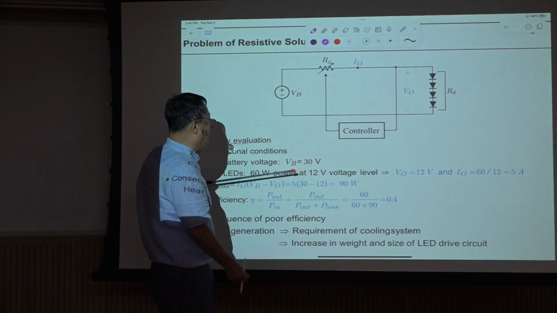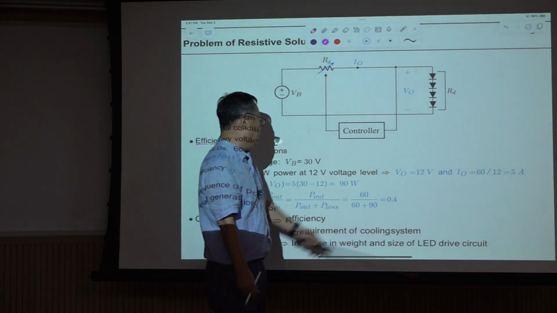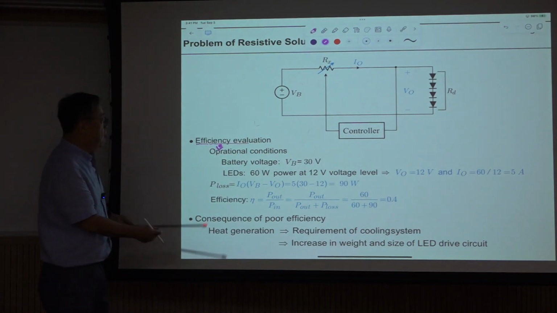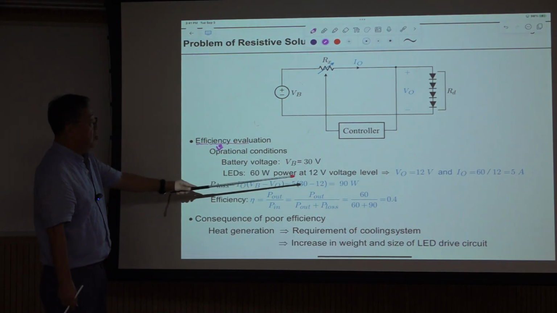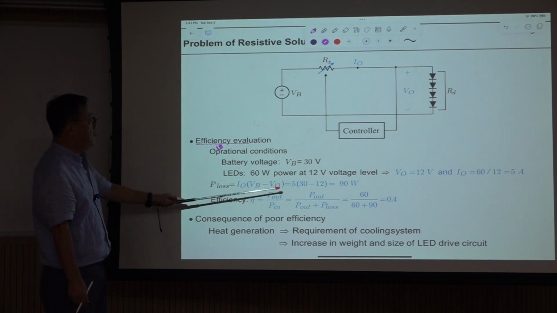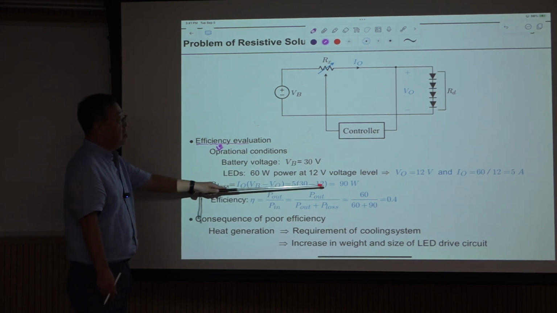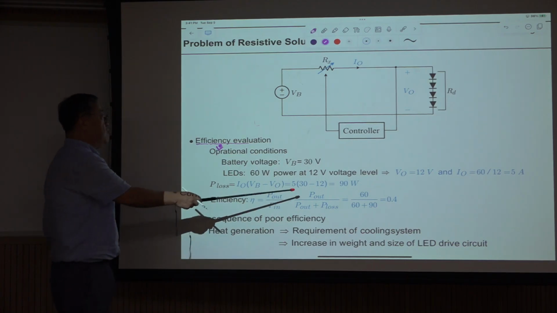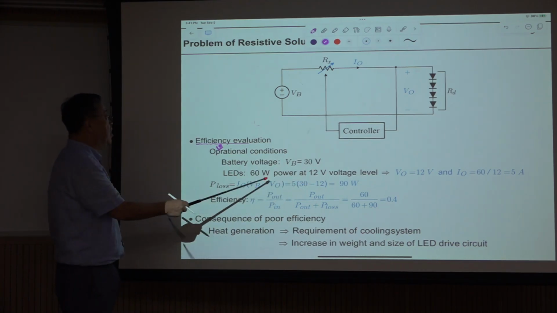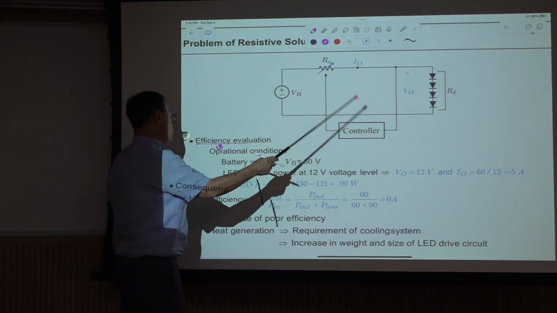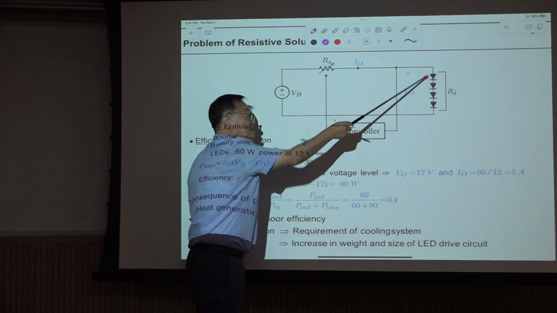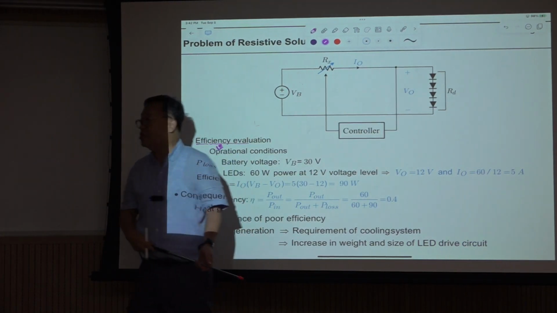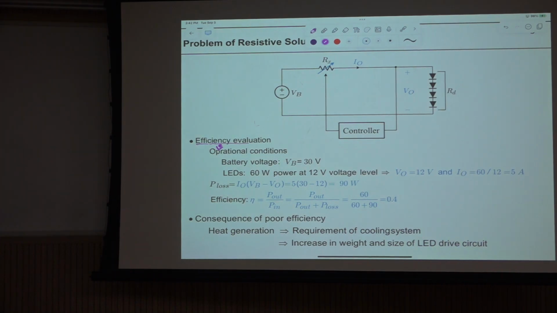Then this is our power. Then current is 5 amps. Okay. Then power loss is IO, which is 5 amps, and IO is 5 amps. This is the voltage difference. This is the power loss. Okay. So this power loss of 90 watt is even larger than the rated power of this LED. Okay. So efficiency is less than 0.5.